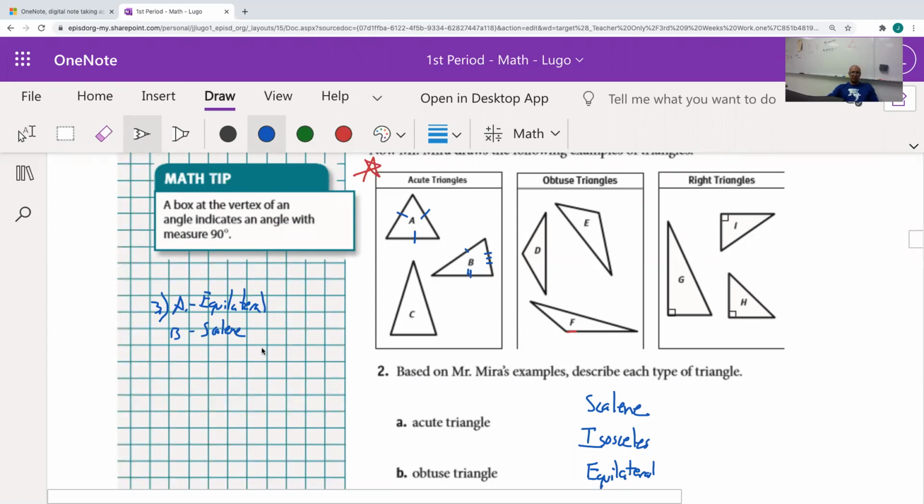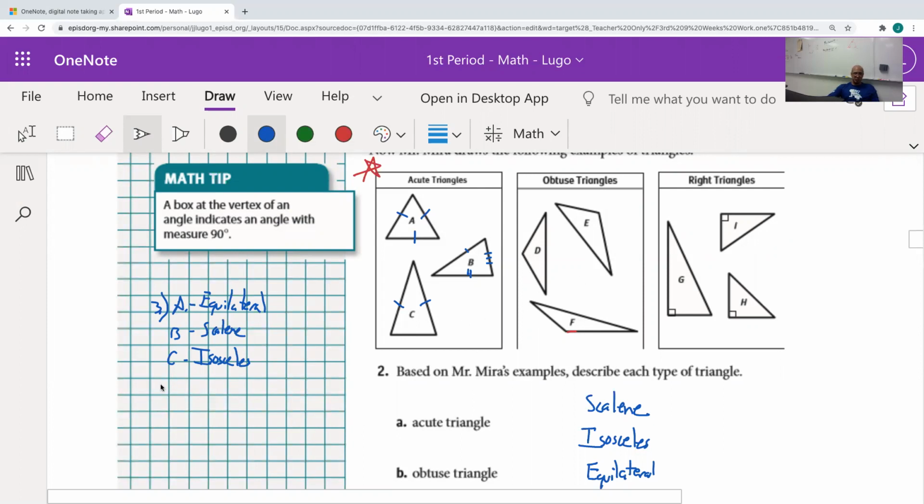And here we have another acute triangle. However, this one you can see that these two sides are the same. So this would be an isosceles triangle. So it's an acute isosceles triangle. So I've done A, B, and C.